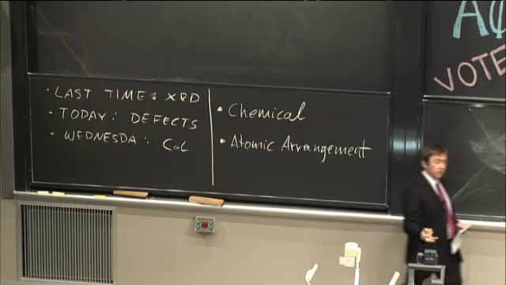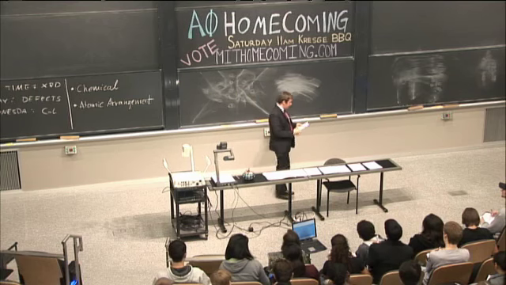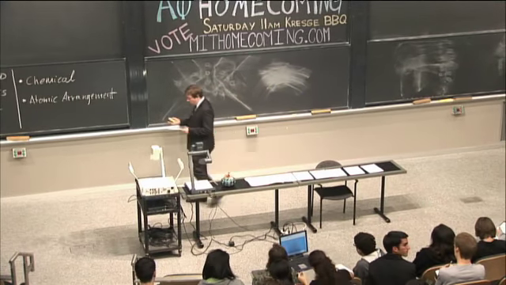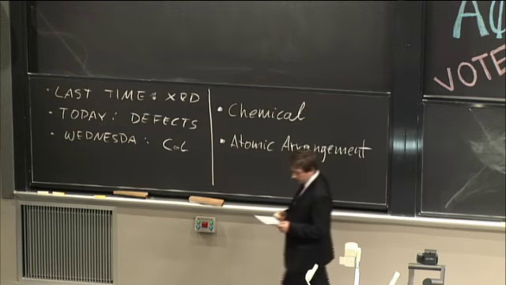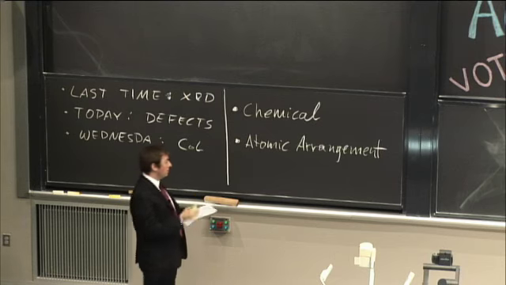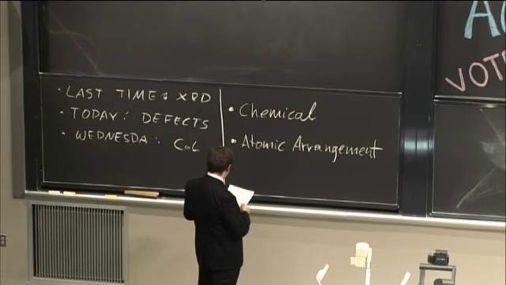You know about crystal structure, so you know what perfect crystals look like. But real materials are not perfect, neither in the chemical sense nor in the structural sense. So perfect crystals don't really exist. You have always some forms of imperfections, and we'll go over those today.